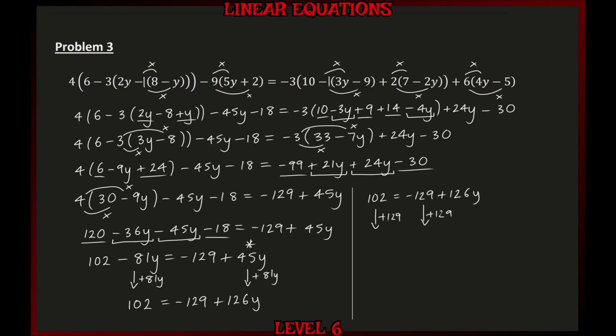Looking at the right hand side, we can now remove the minus 129 by adding 129 to both sides of the equation. And on the left, 102 plus 129 is 231. And on the right, the minus 129 and the plus 129 cancel out to leave us with 126y. Finally, to remove the times 126 in front of the y, we can divide both sides by 126. And on the left, this becomes 231 over 126. And on the right, the times 126 and the divide by 126 cancel out to leave us with y.